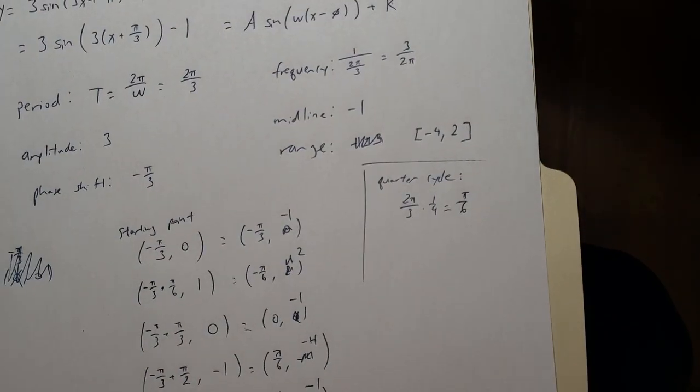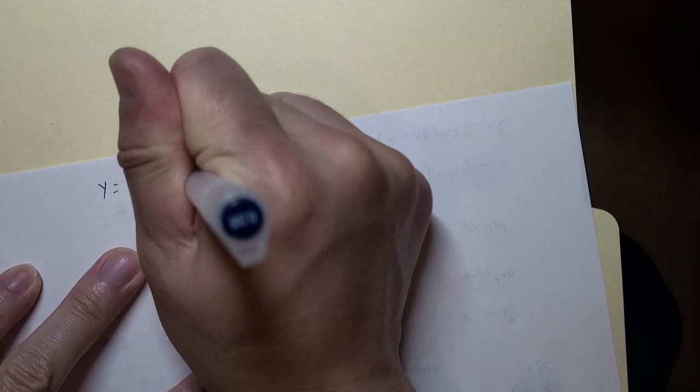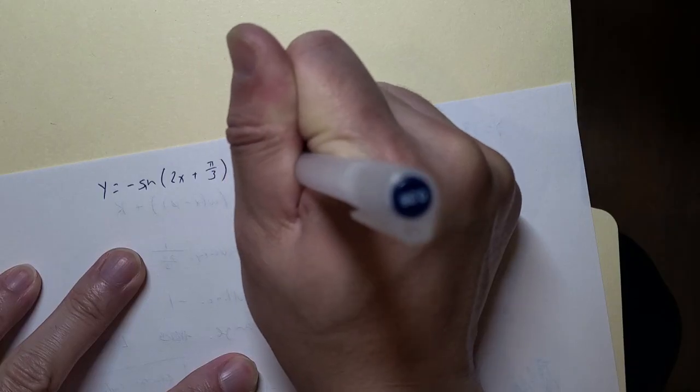All right, let's do another example. Y equals negative sine of 2x plus pi over 3 plus 0.5. Okay.